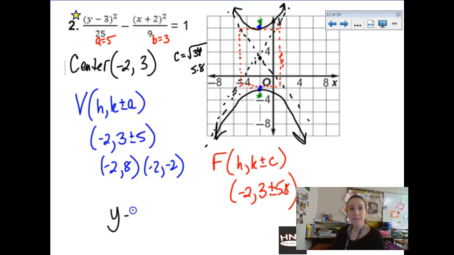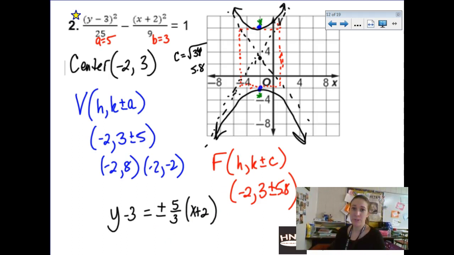Alright, point slope form. Y minus k equals plus and minus. Remember, for vertical, it's a over b. So we're looking at 5 over 3. And then x plus 2.